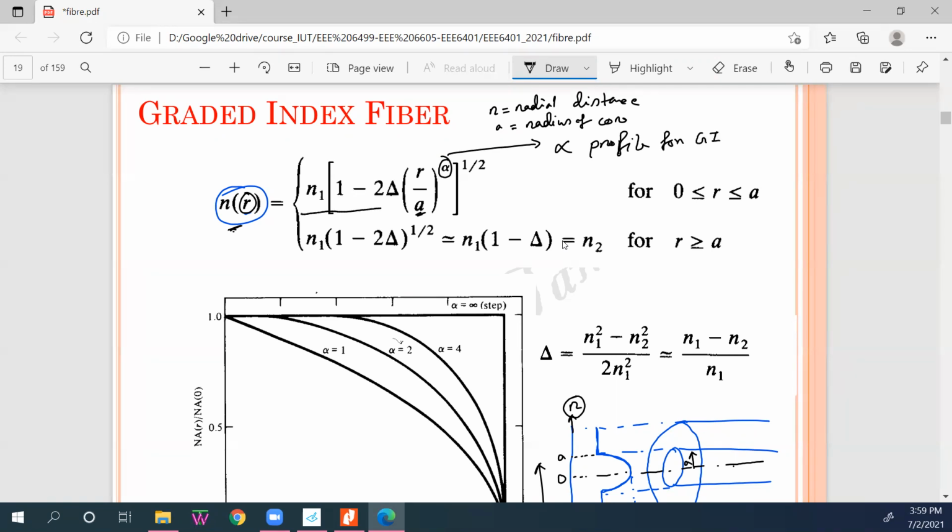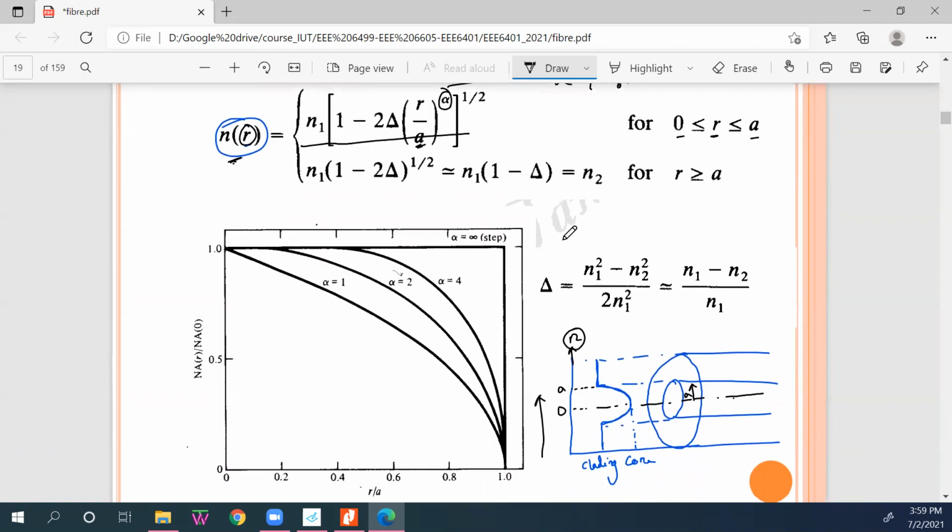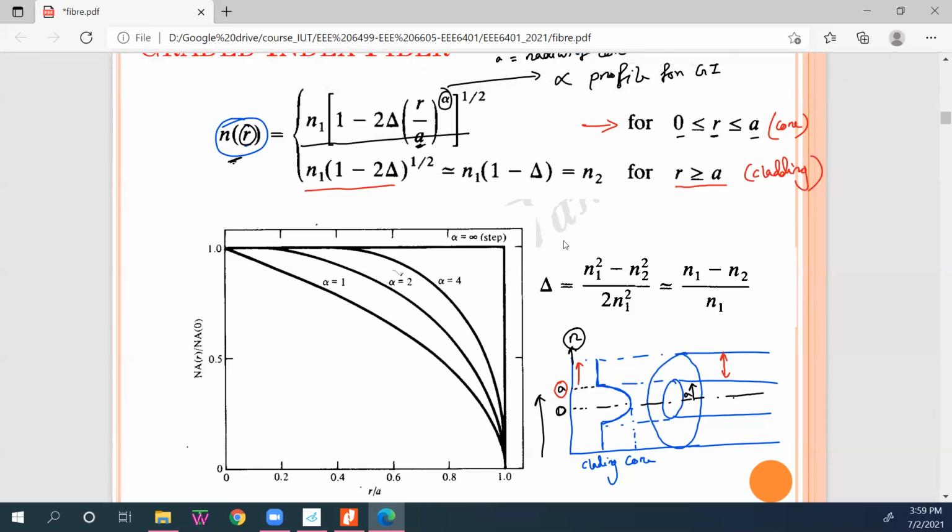This formula is true for the condition where r goes from 0 to a, which means this is the core. So this gives the refractive index of the core. And this one is the condition for r greater than a, which means if you go beyond, that is the cladding. So this is the refractive index for cladding, which obviously is n2.